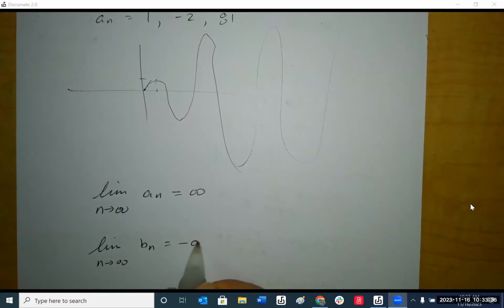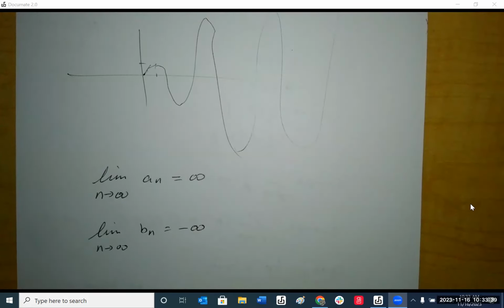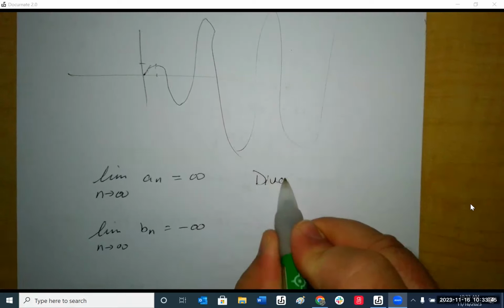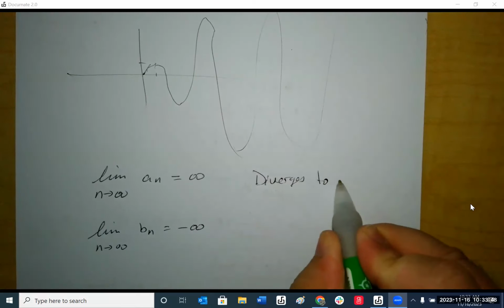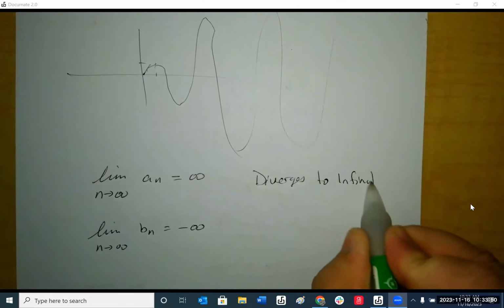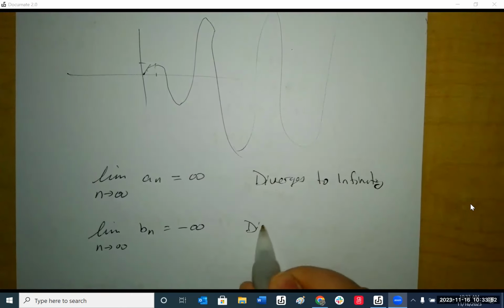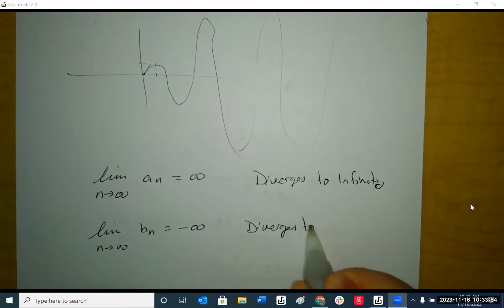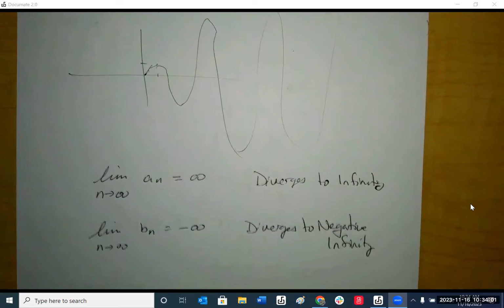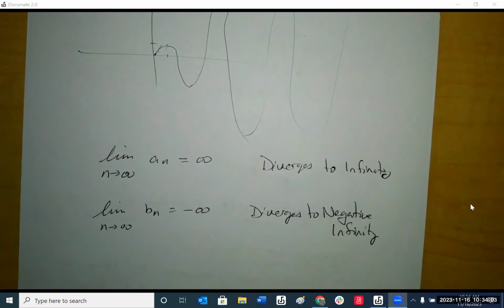For the function b sub n, we have two different directions. So this diverges to infinity. This diverges to negative infinity. Because basically all I was saying here is it diverges if it doesn't go to a limit, it goes to infinity, whether positive or negative.